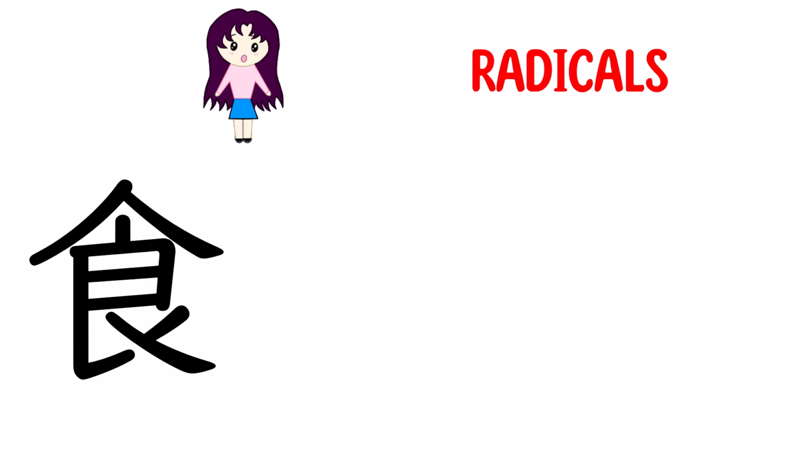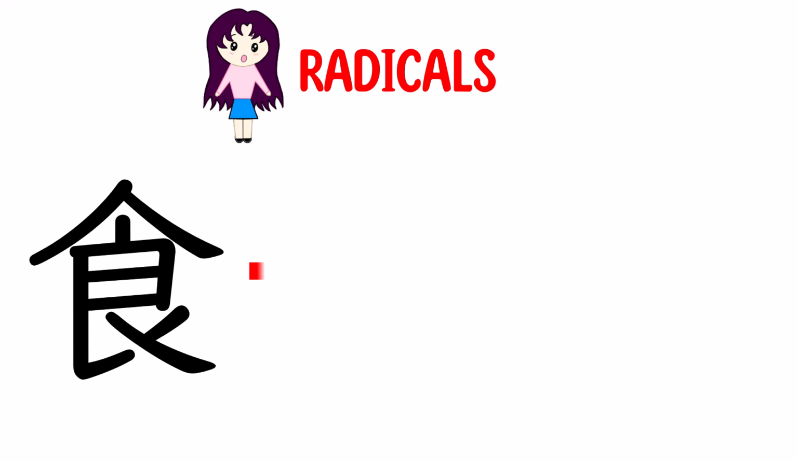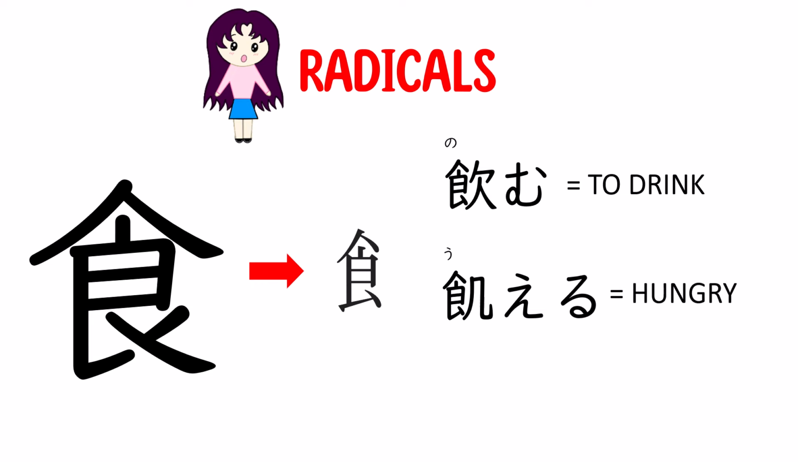Since food is such a beloved item in life, this kanji is also a radical, but watch out, as the radical version is slightly different from the kanji. The examples are nomu, to drink, ueru, hungry, and meshi, or meal.